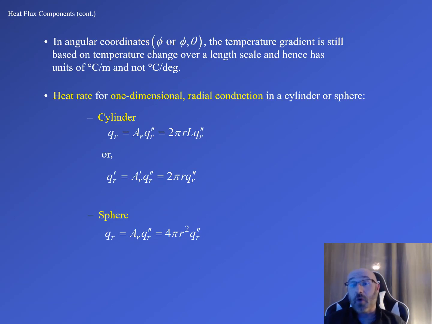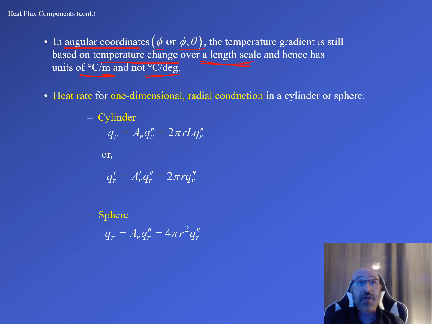Now, something that's important to consider, even if we're dealing with these angular coordinates, your phi or your theta in cylindrical or spherical coordinate systems, is that the temperature gradient is still going to be based on temperature change over a length scale. So when we're doing unit analysis, we're still going to be looking at units of degrees Celsius per meter or degrees Fahrenheit per inch, and not degrees Celsius per degree or degrees Fahrenheit per degree. We're still dealing with a unit length. That's something important to consider, especially when we're doing our unit analysis and conversions.